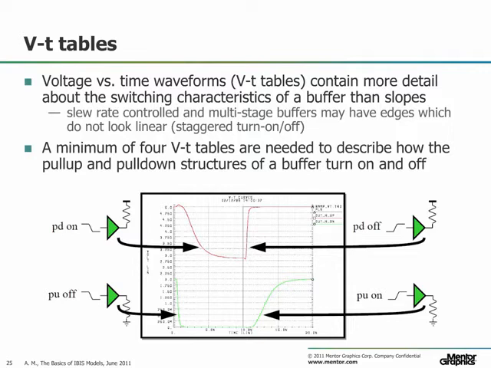turns on while the pull-up turns off during a falling transition, or how the pull-down turns off and the pull-up turns on during a rising transition. This information is simply not available using the ramp keyword. This is why it is so important to include at least 4 VT tables for a complementary buffer model in the IBIS file.